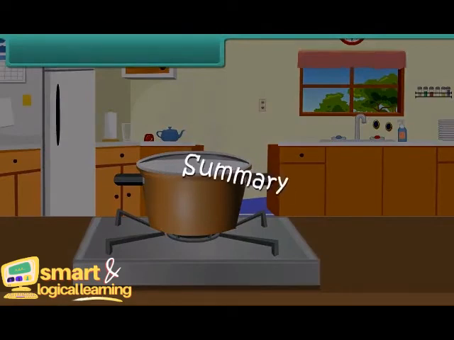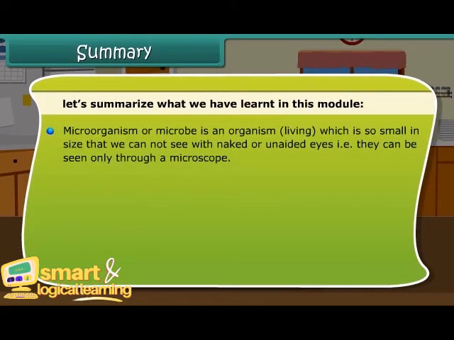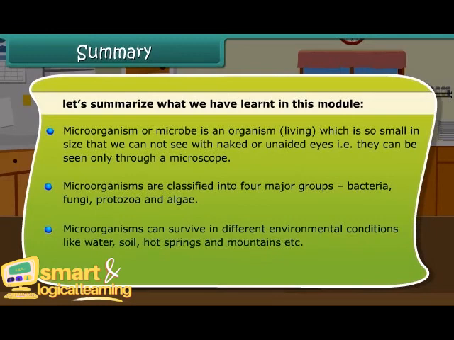Summary. Friends, let us summarize what we have learned in this module. A microorganism or microbe is a living organism so small in size that we cannot see it with naked or unaided eyes; that is, it can be seen only through a microscope. Microorganisms are classified into four major groups: bacteria, fungi, protozoa, and algae. Microorganisms can survive in different environmental conditions like water, soil, hot springs, and mountains, etc.